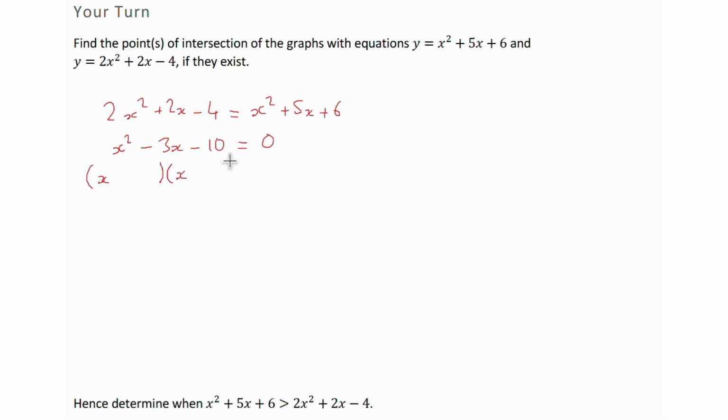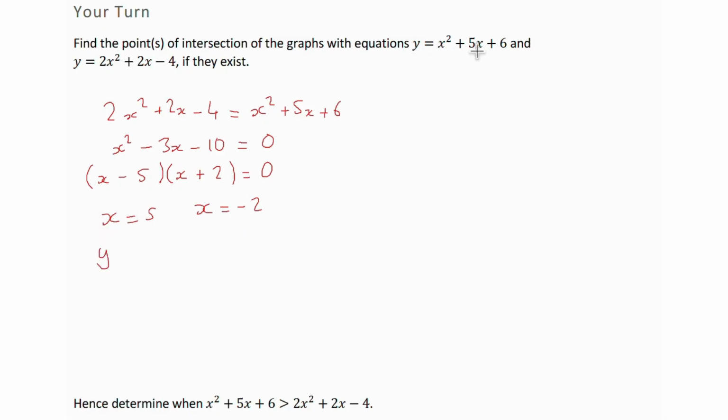Attempt to factorize if we can. Multiply to make 10, probably 2 and 5. Add to make minus 3. It's going to be minus 5 and plus 2, which means that x is equal to 5, or x is equal to negative 2. Now finding the y coordinates for each of these.